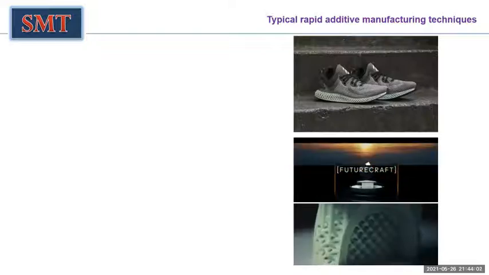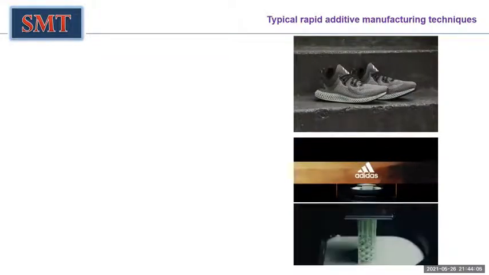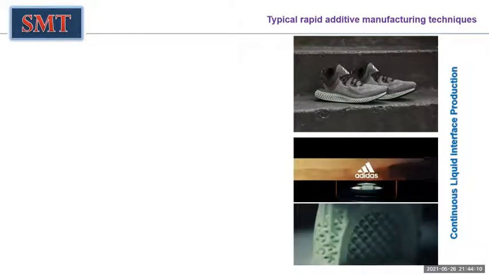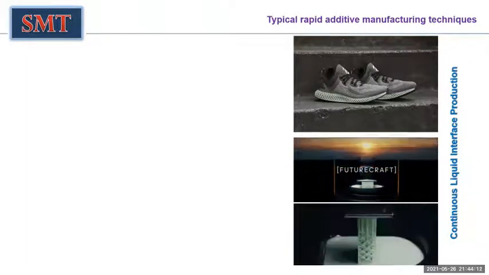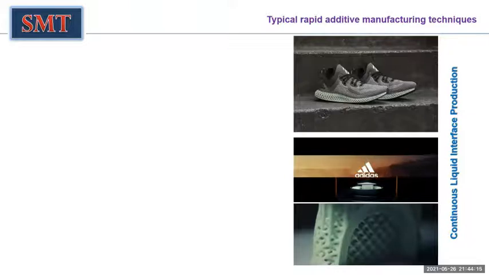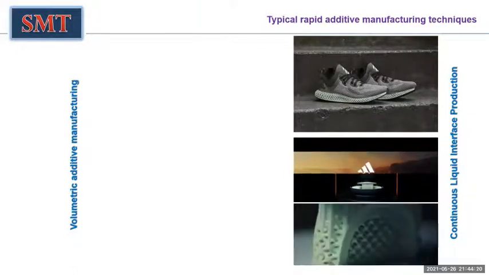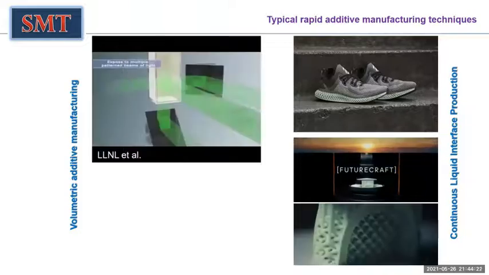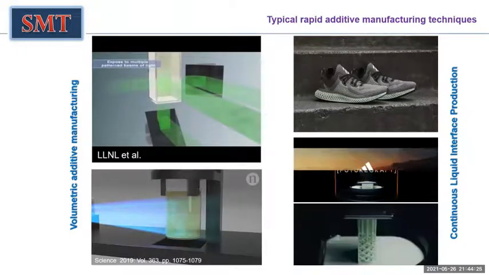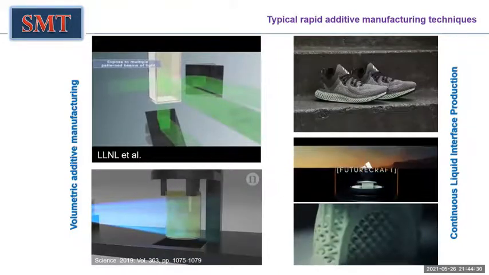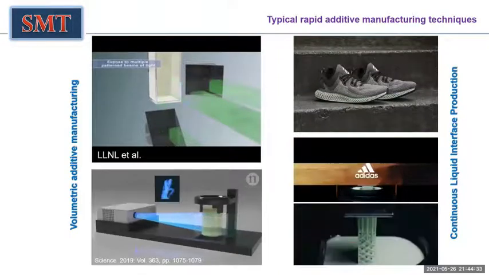And of course, the typical technologies currently commercially available have been applied in fabrication, for example, Adidas shoes. The liquid is used, with UV cross-linking. Another technique is called volumetric additive manufacturing, as illustrated here. Here, two beams are used for cross-linking instead of just one single beam.